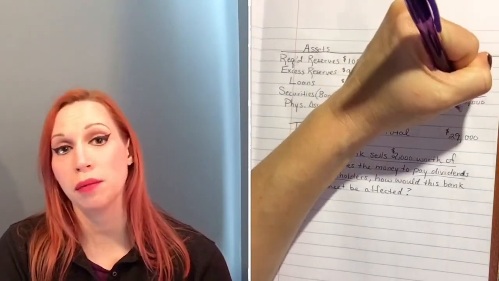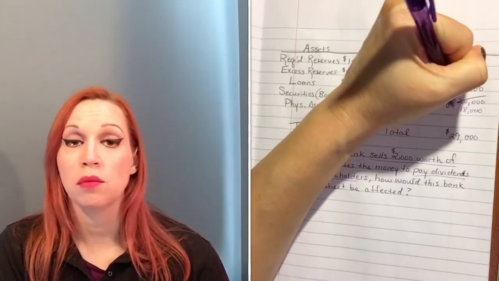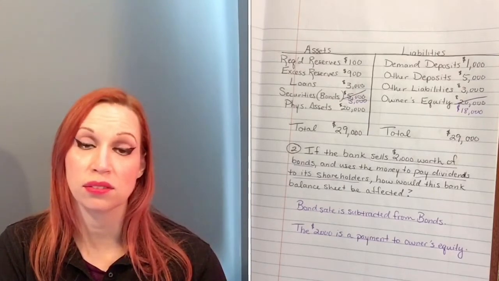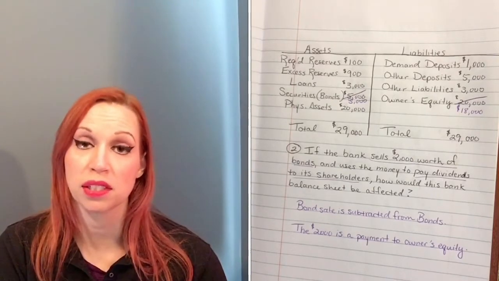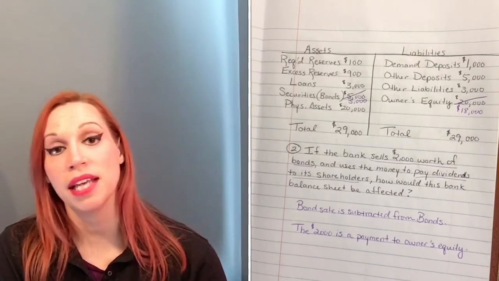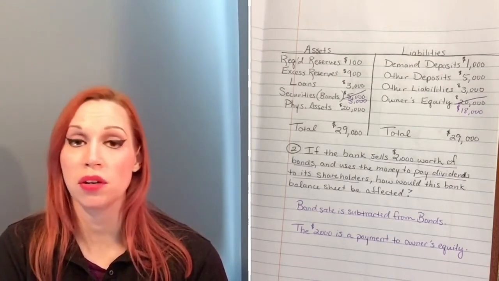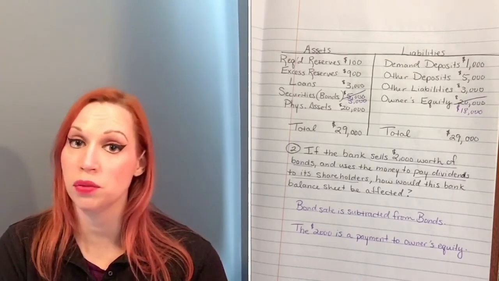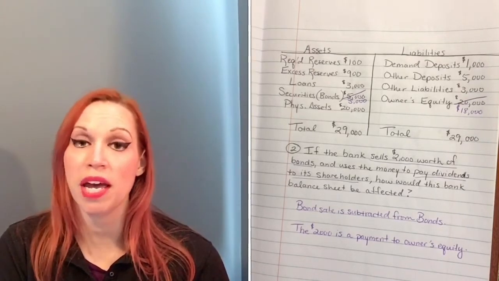So remember how we said bank balance sheets have to balance? Well, if we're subtracting $2,000 from the left-hand side on assets for securities, which are bonds, then we have to also subtract $2,000 from the other side, and that means that the amount they owe those shareholders is going to be less since they kind of made a payment toward them. So instead of owing $20,000, now they only owe $18,000.